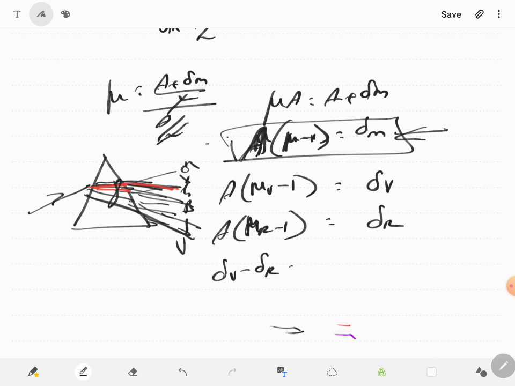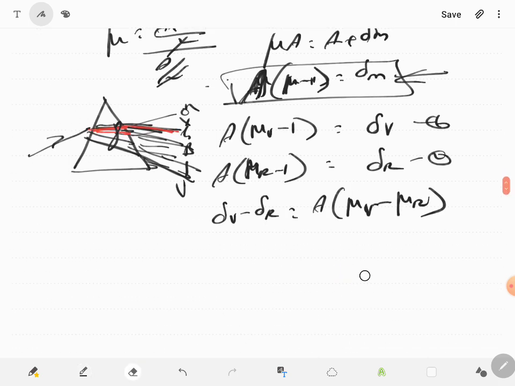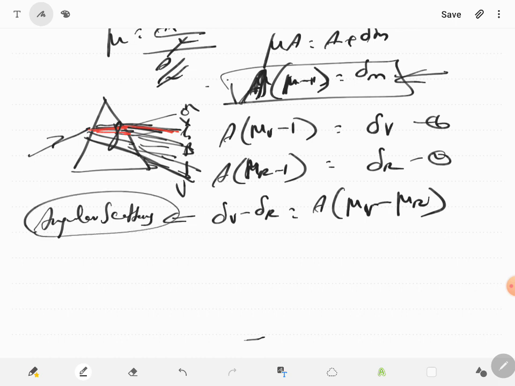So then it will be a subtraction of 1 minus 2, which is A into (mu violet minus mu red). This is called angular scattering. Angular scattering is the angle between the violet light and red light, the deviation of it, delta V minus delta R. Then there is dispersive power.